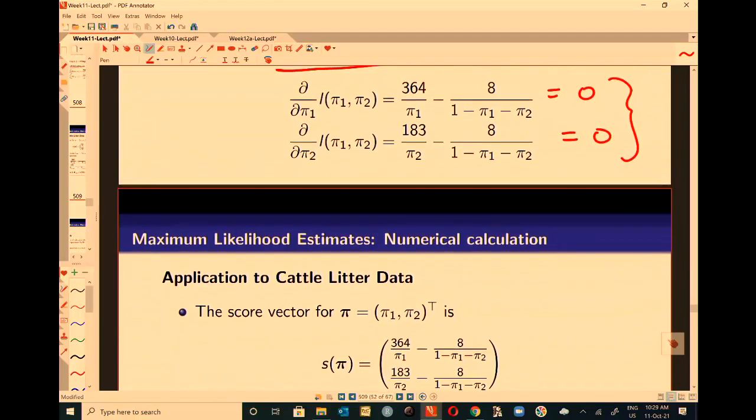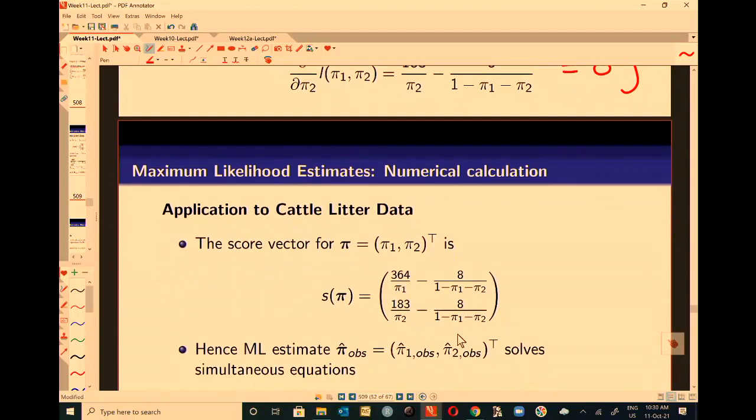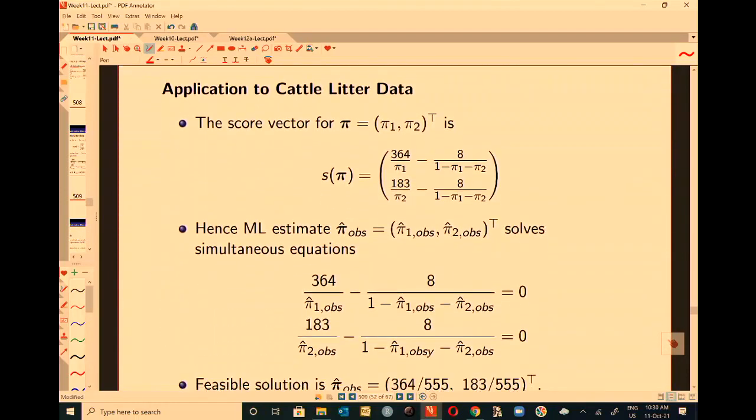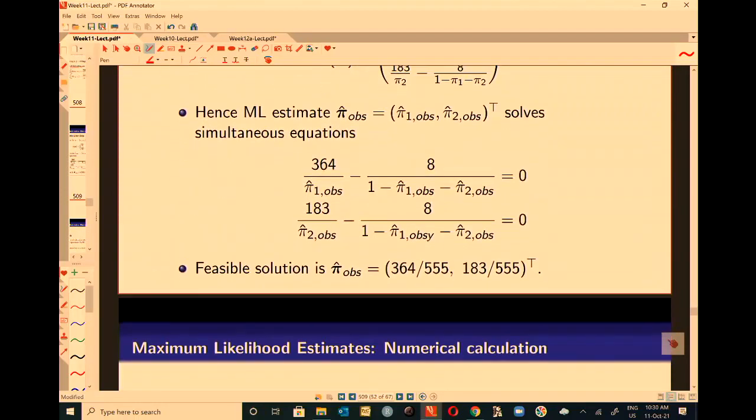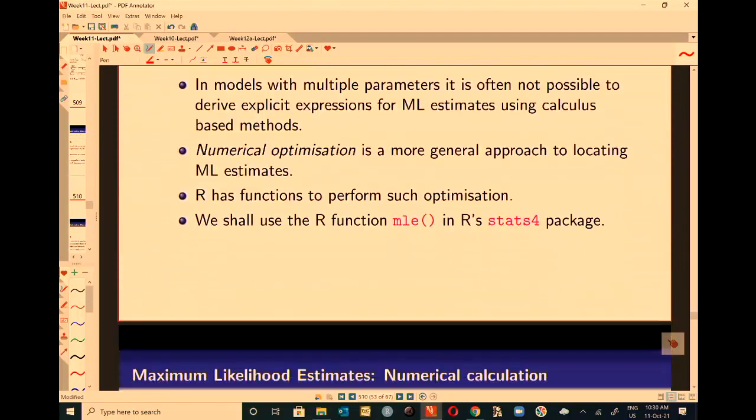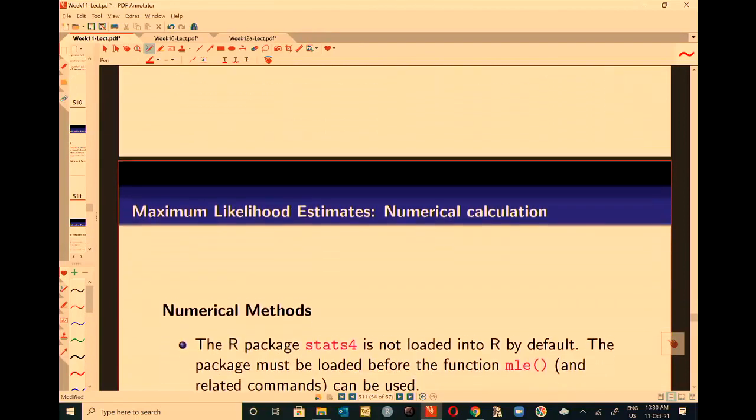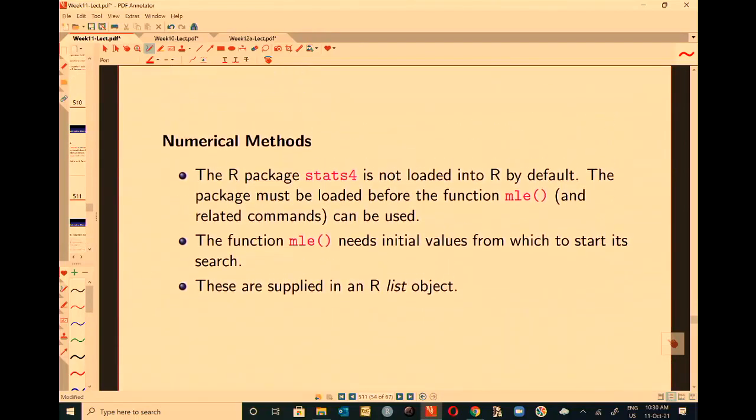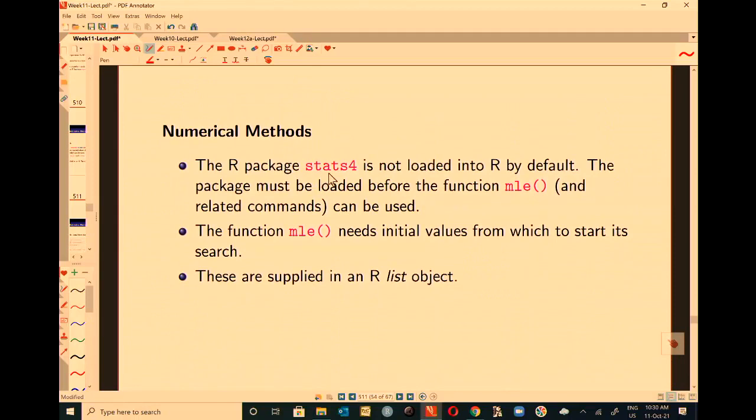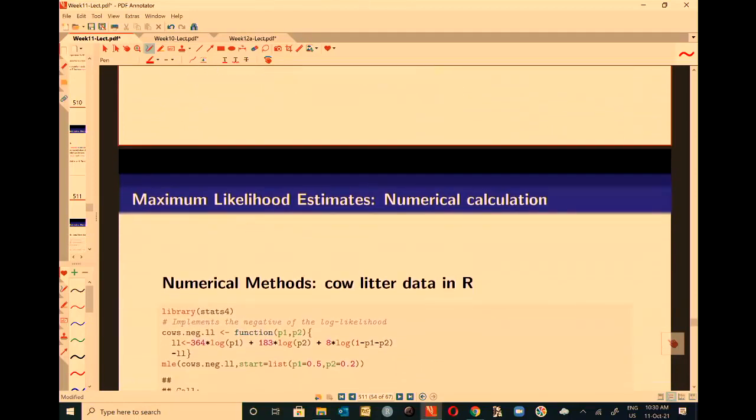I've got two equations over here, and these are the two components of the vector. And I can find the maximum likelihood estimates over here. Now, if I actually do this numerically, the mle program in the stats4 package does the thing. So if you load the library stats4 and mle, you'll be able to find that working fine.